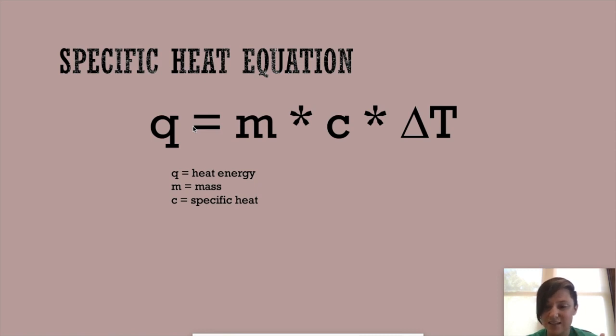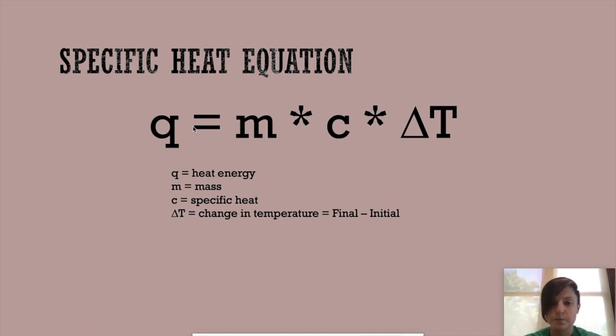Whenever you see delta in any type of equation, it represents a change. So there's this change in temperature. And so the actual way that we measure delta T is we take the final temperature minus the initial. It's always final minus initial. It's never initial minus final because we're looking for the change in temperature. So we look at the final minus initial.